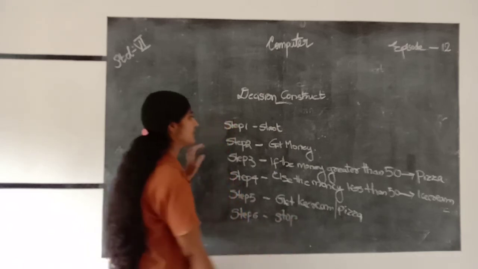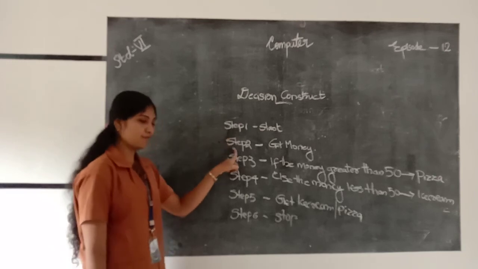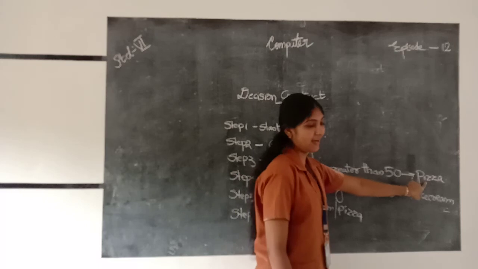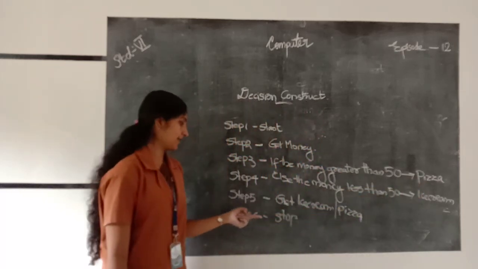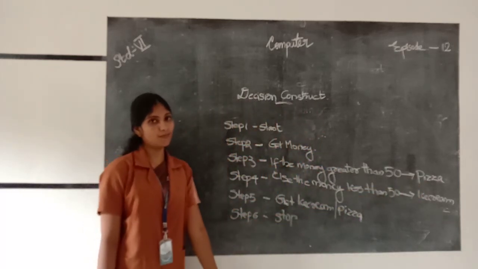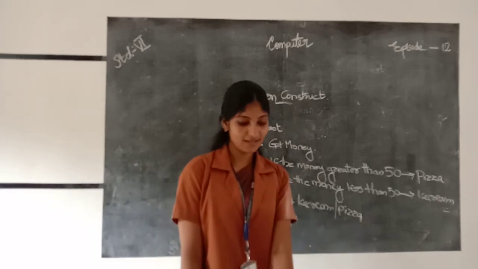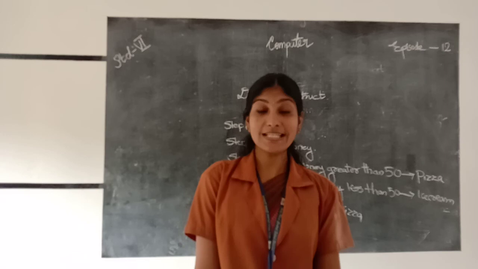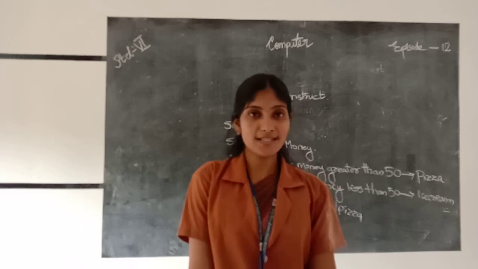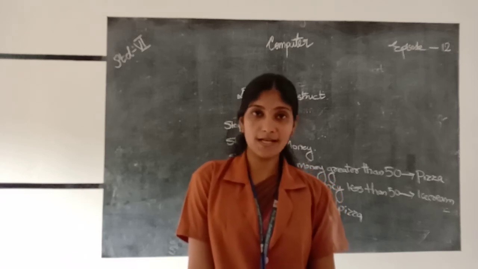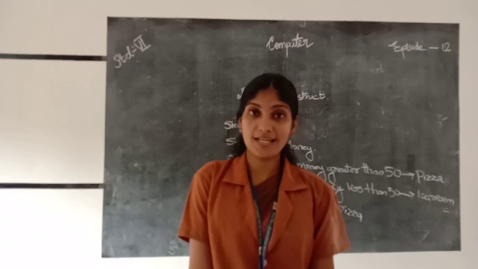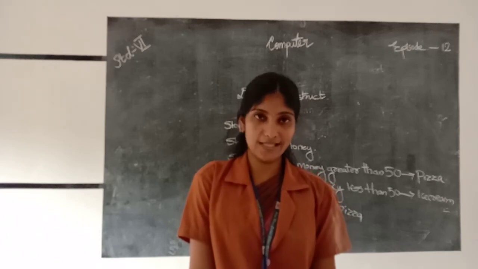So once again, step 1 start. Step 2 get money. If the money is greater than 50, you can have pizza. Otherwise, you can have ice cream. Then go to the stop statement. So what are the things we have learned today? At first, we have discussed sequence construct. Sequence construct means the flow of program moves from one statement to another statement. That means there is no decision statement in there.